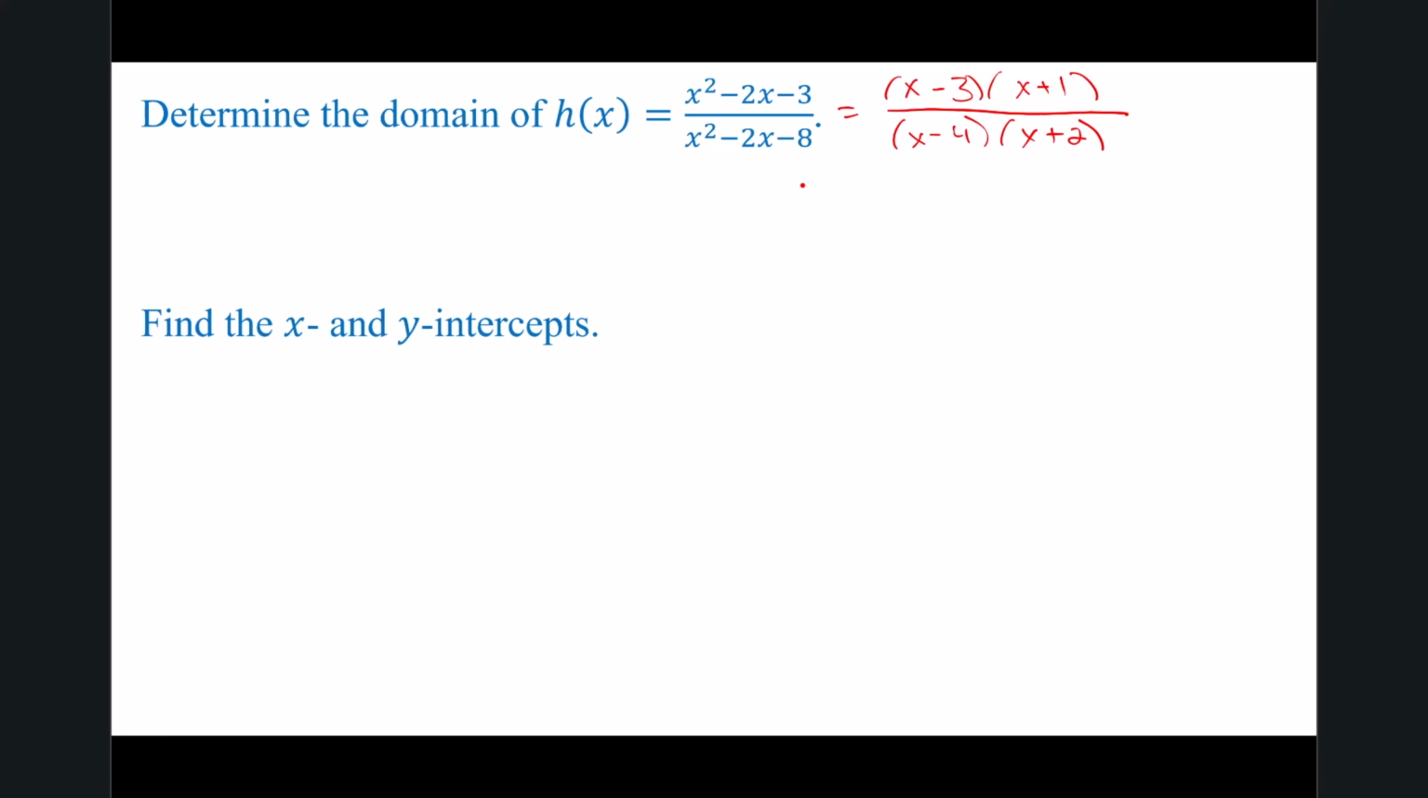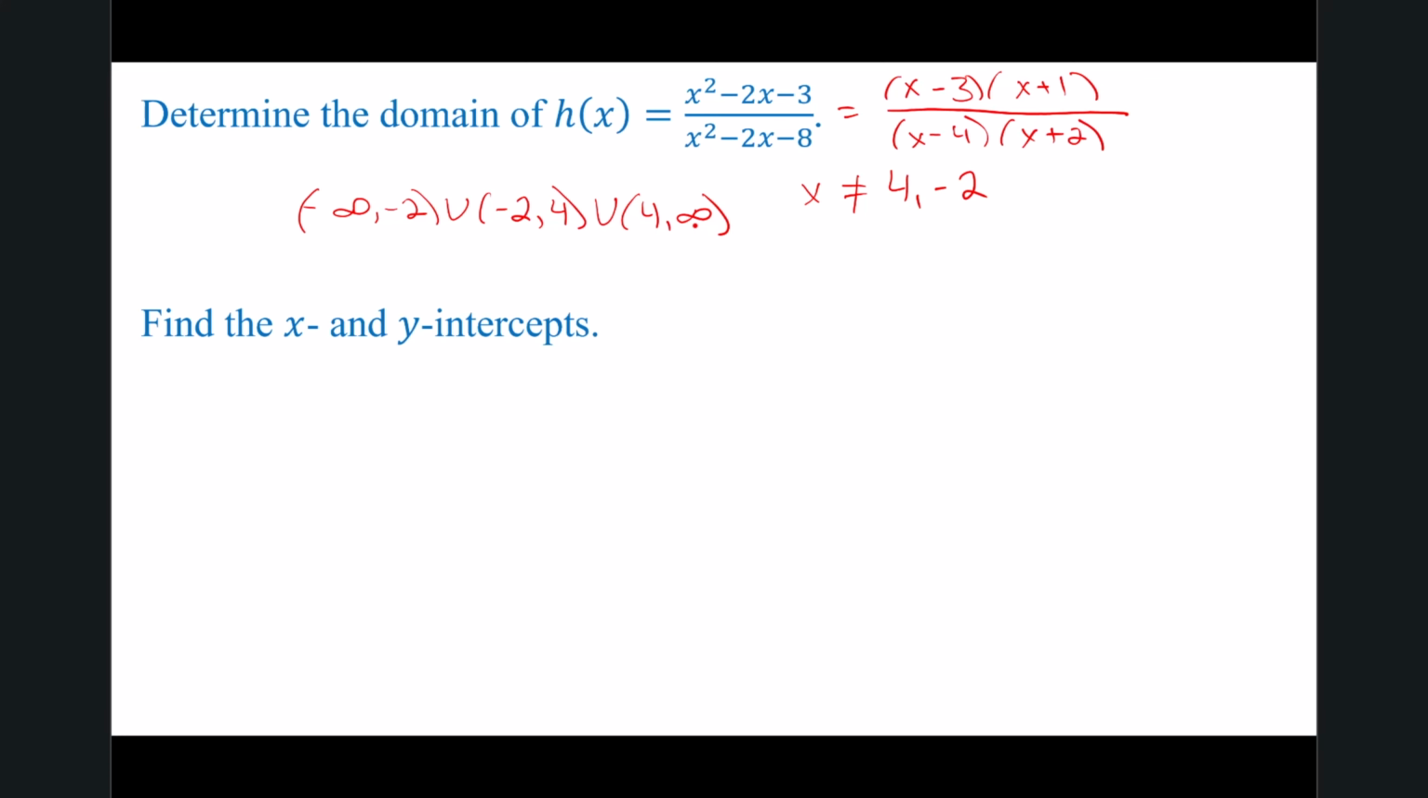So our domain, we know x cannot be 4 or negative 2 because that's what makes our denominator equal to 0. In interval notation, that looks like negative infinity to negative 2, union negative 2 to 4, union 4 to infinity.